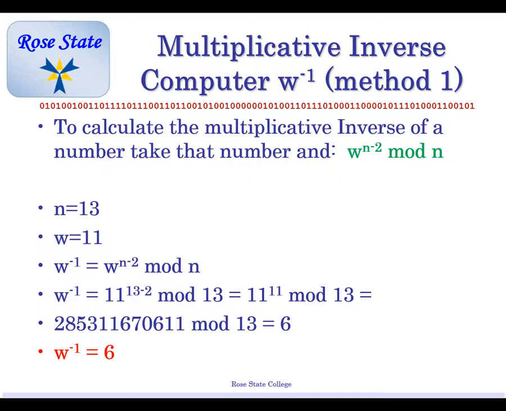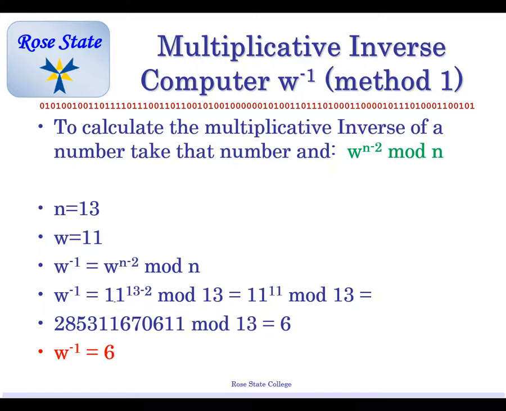Now, there's 3 different ways of calculating what's called the multiplicative inverse. You need to know all 3 ways. I'm making you do assignments using all 3 ways. One way is by using w to the n minus 2 mod n. So if n is 13, w is 11. This is not w raised to the minus 1. It's called the multiplicative inverse of w. So the multiplicative inverse of a number is equal to w to the n minus 2 mod n.